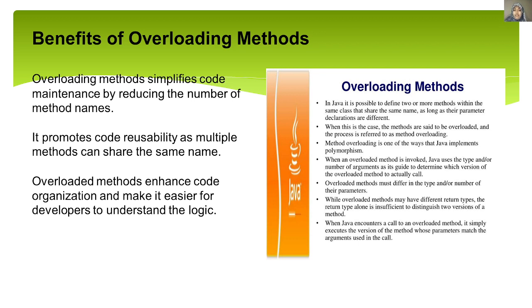Overloaded methods must differ in the type and/or number of their parameters. While overloaded methods may have different return types, the return type alone is insufficient to distinguish between two versions of a method. When Java encounters a call to an overloaded method, it simply executes the version of the method whose parameters match the arguments used in the call.